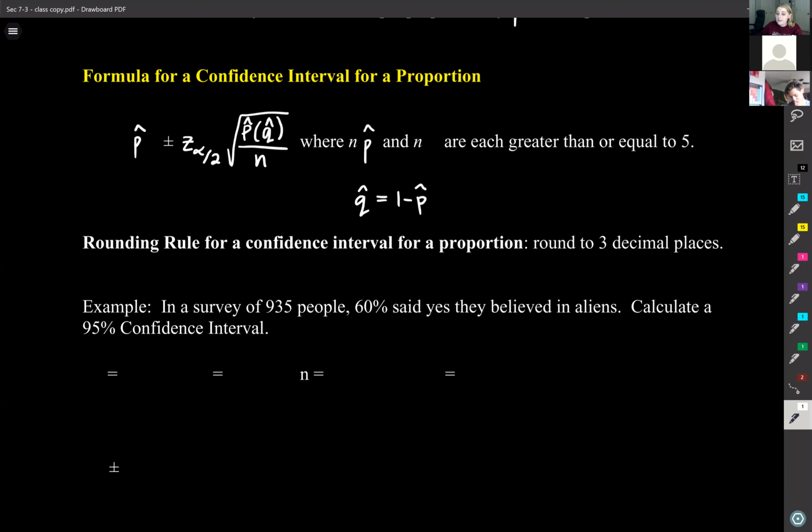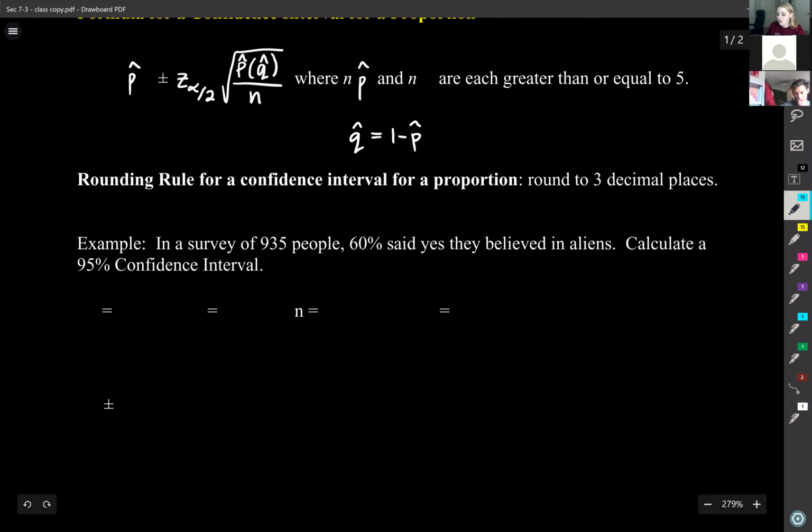Like I say, let's just do an example. But first, there's also a rounding rule, like always. For a confidence interval for a proportion, you're going to round to 3 decimal places. We'll get right in. In a survey of 935 people, 60% said yes, they believed in aliens. Calculate a 95% confidence interval. First of all, some of my symbols are missing here: p hat, q hat, n, and z sub alpha over 2.